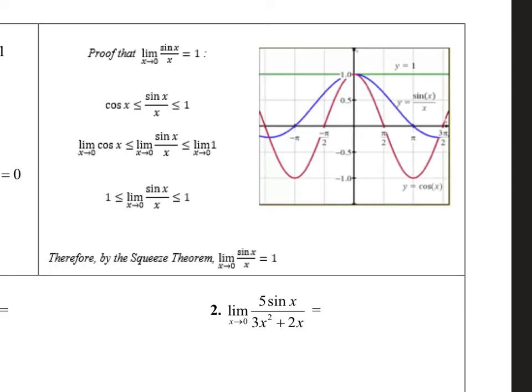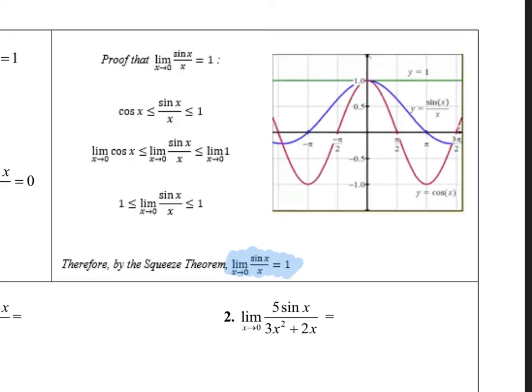And you can see since the cosine and 1 both have a limit as x approaches 0 of 1, that forces sine x over x to equal 1 as well. So I wouldn't get too hung up in the proof of this. Just from this point, just know that the limit as x approaches 0 of sine x over x equals 1.